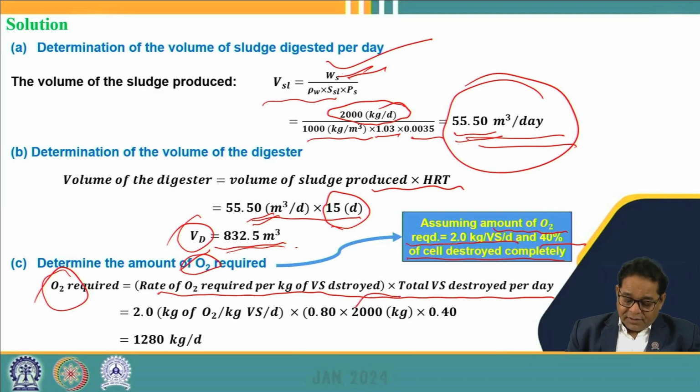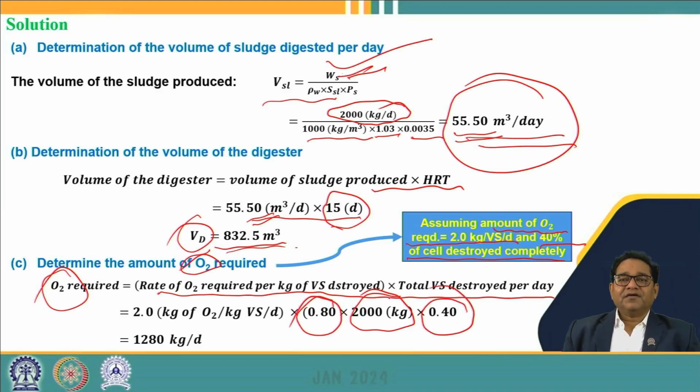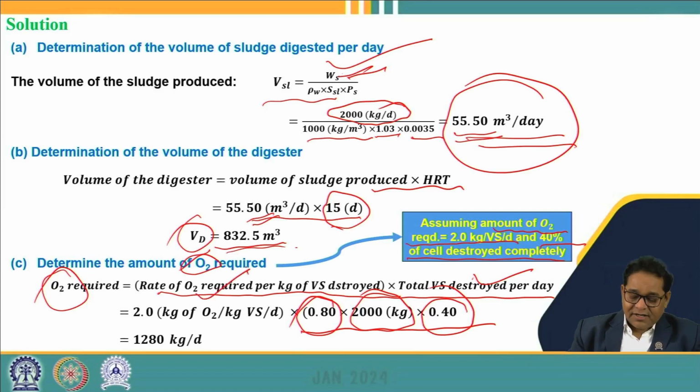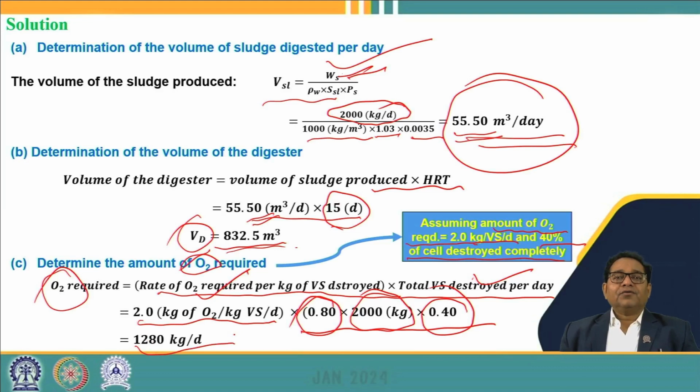So we know that 2000 kg of sludge solids are generated. Out of this, 80% is the VSS, and 40% is the reduction efficiency. The product of these will give how much VSS is being destroyed per day, and the rate we have already assumed is 2 kg. So putting in these values, we can get the total amount of oxygen required per day.